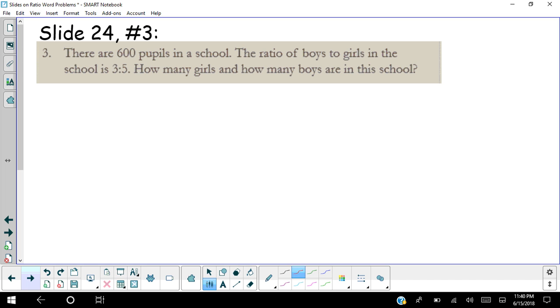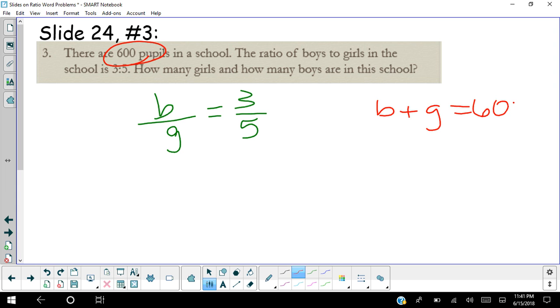All right. Next. Still slide 24, number 3. There are 600 pupils in a school. The ratio of boys to girls in the school is 3 to 5. How many girls and how many boys? So what I would do, the ratio of boys to girls, I would let B stand for the number of boys and G stand for the number of girls. Ratio of boys to girls is 3 to 5. So there's my equation. And then I haven't used this idea that there are 600 pupils.